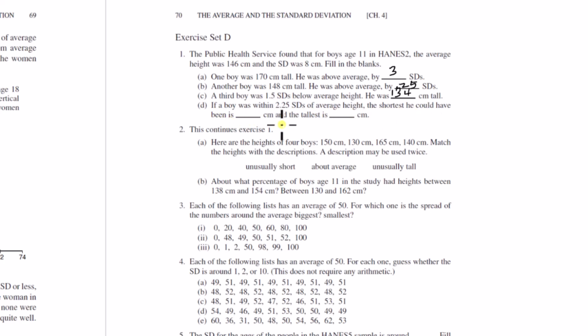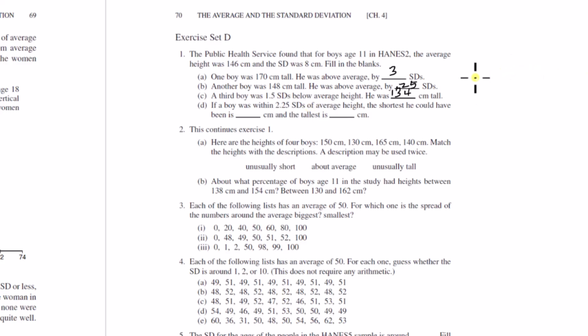All right, if a boy was within 2 1/4 standard deviations of average height, the shortest he could have been is what, and the tallest is what? In the previous question, the boy was below average height. But if they don't specify below, then if they're just within some number of standard deviations, that could be above or below. If someone says, look, I'm within this many standard deviations of the average, and you don't specify above or below, then it could be either way. So if they don't specify, that's 2 possibilities for that boy's height.